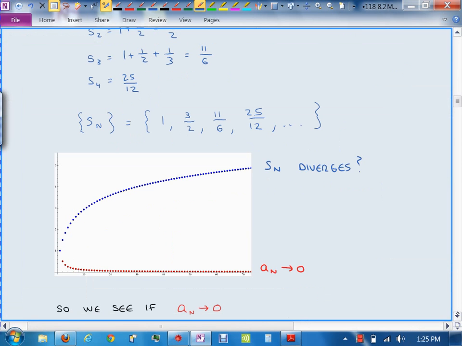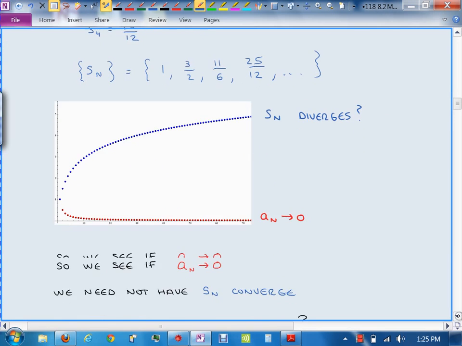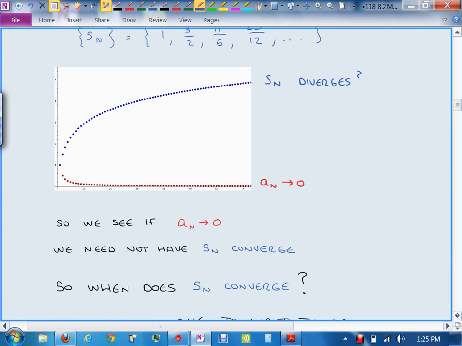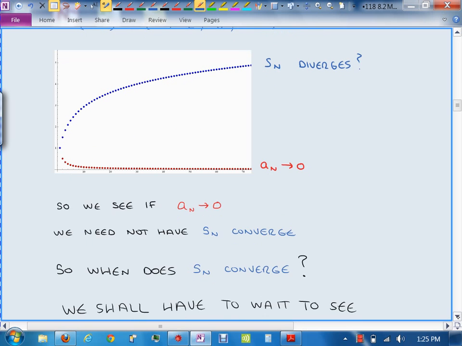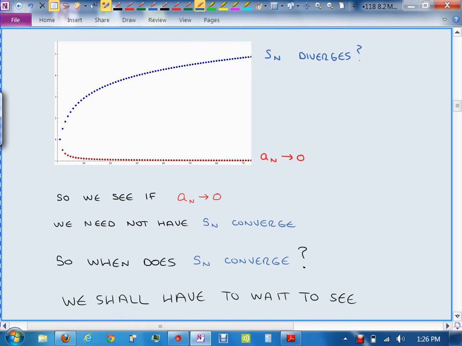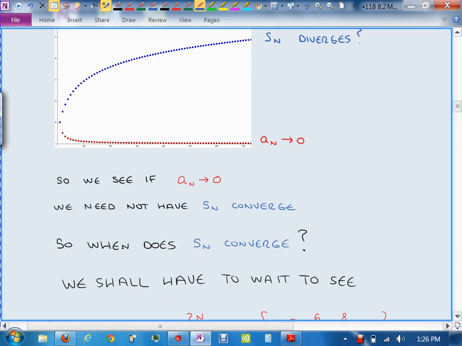All right, so back to this now. Let's look at the conclusion of this. In this problem, we can see that our original sequence was still going to 0, but our summation, our series, diverged. It's going to get infinite. So just because the sequence converges, we need not have the series converge. So when does it? That's the big question of the day. When will your series converge? And that's what we're going to have to hang tight for, okay?